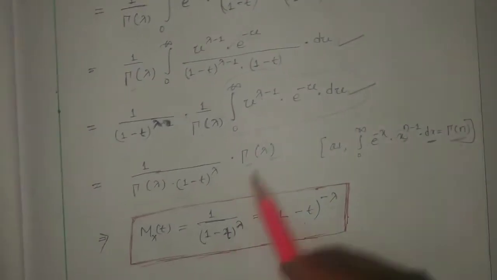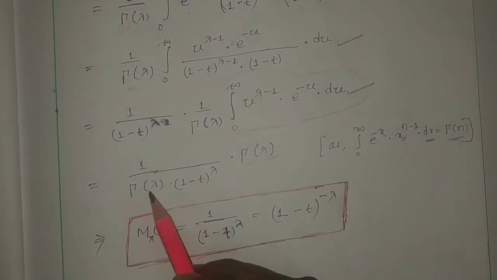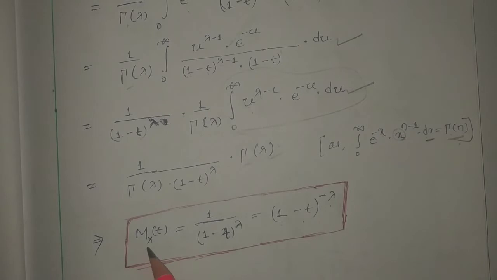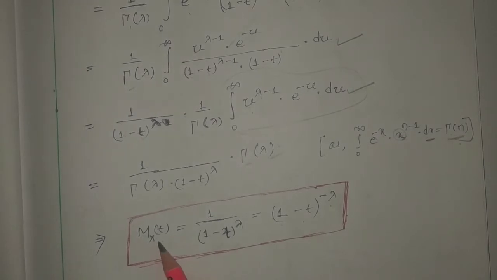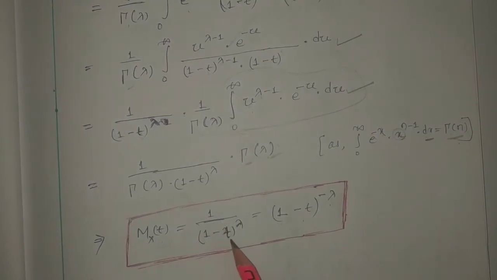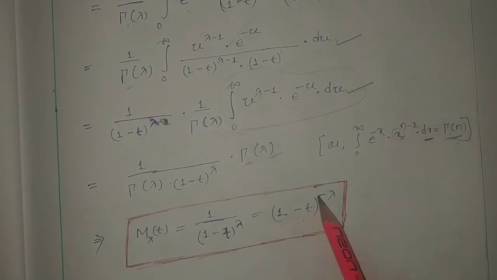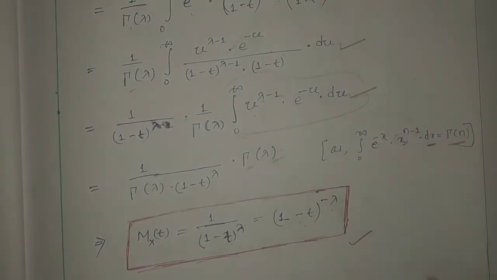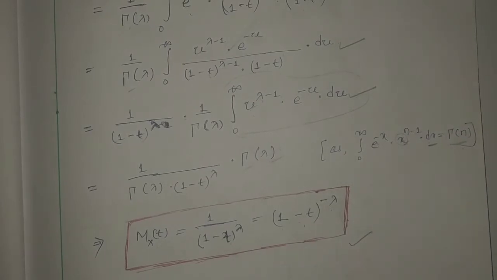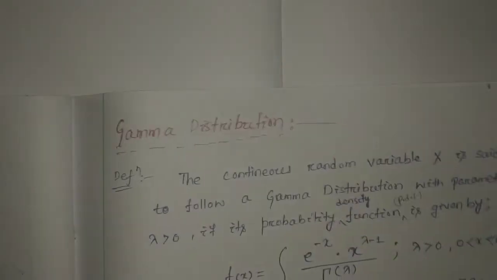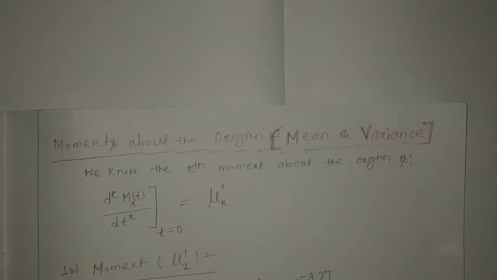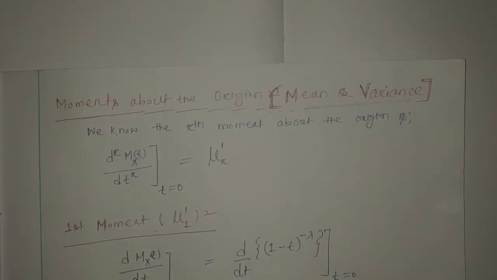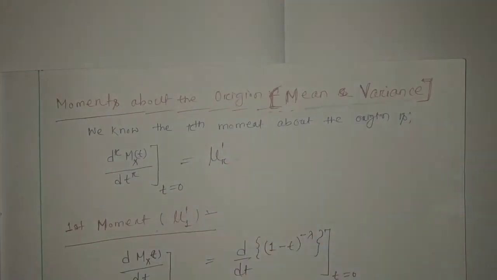So gamma lambda and gamma lambda cancel out, and we found MX(t), the moment generating function, will be 1 by 1 minus t to the power lambda, or 1 minus t to the power minus lambda. This is your moment generating function of the gamma distribution. Now we are going to go for the moments about the origin, and from that we are going to find the mean and variance. Okay.